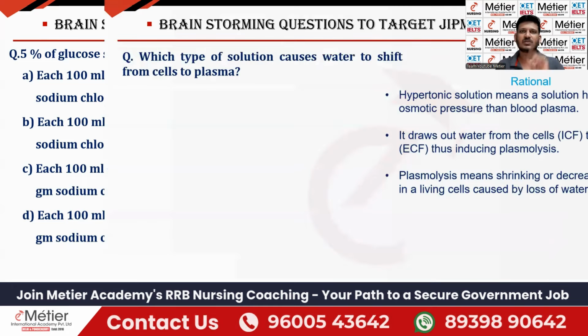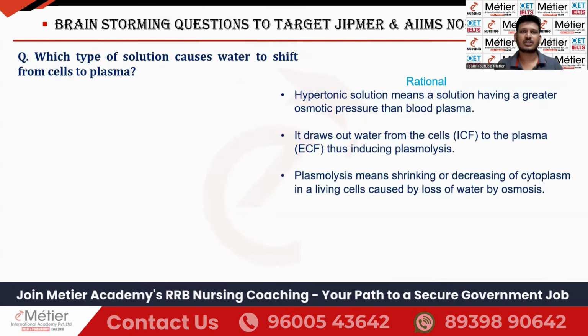Fine. The next question is, which type of solution causes the water to shift from cells to plasma? Always keep in mind, cells means intracellular space. Plasma is the one present in the blood, which comes under extracellular fluid. So what type of solution, if you give it, will shift the excess fluid present in the cells to the blood, that is plasma? It is a very simple question, but the key points are very important. I'll be explaining that.